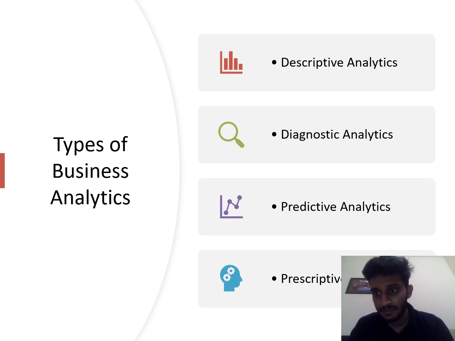First is descriptive analytics. It tells what has happened, like monthly sales totals. Second is diagnostic analytics. It tells us why something happened, like why sales dropped in June. Third is predictive analytics. It uses historical data to forecast the future, like predicting sales for next month. Finally, the last one is prescriptive analytics. Prescriptive analytics suggests the best course of action based on predictions.